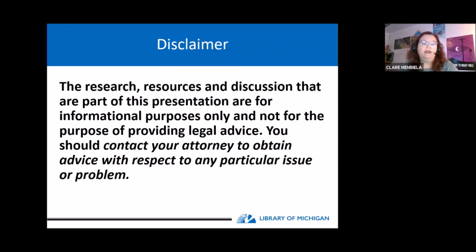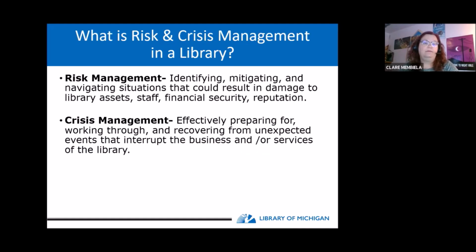Okay, so I always start with my disclaimer. If you don't know, my name is Claire Mambiella. I am the library law consultant for the Library of Michigan. I have a master's in library science and a JD, and my job is to help public libraries, and actually any library in the state of Michigan, navigate through legal issues, understand them and know what their options are, including talking to an attorney, which is always your preferred option when you're dealing with a legal problem.